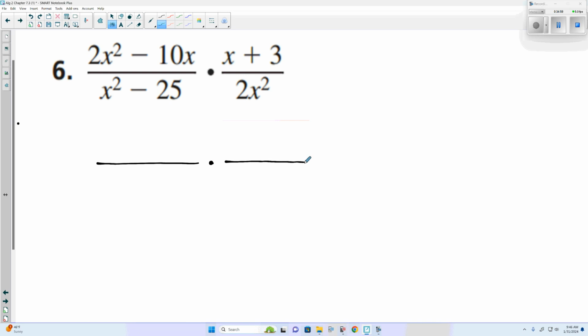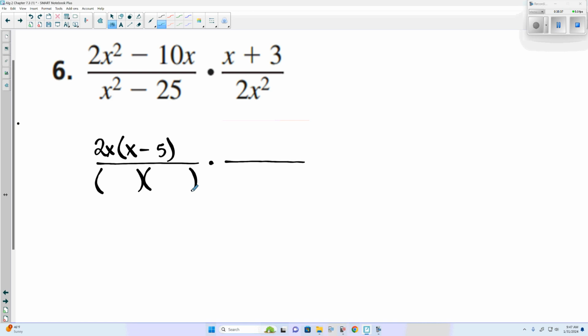Now, if we look at the numerator, 2x squared minus 10x. 2x squared and 10x have a greatest common factor of 2 and x. Now when we factor 2x out of 2x squared, we're left with x. Minus, when we factor 2 out of 10, we have 5. X factors out completely. X squared minus 25. I hope by this point this is one of the nicer ones to factor.